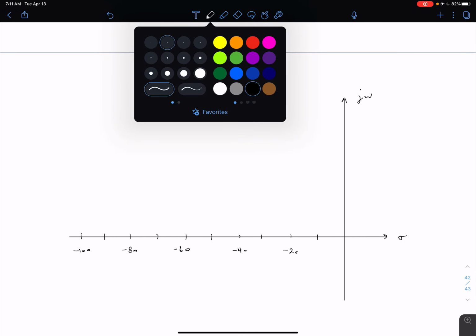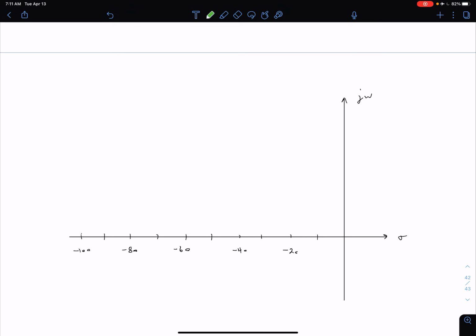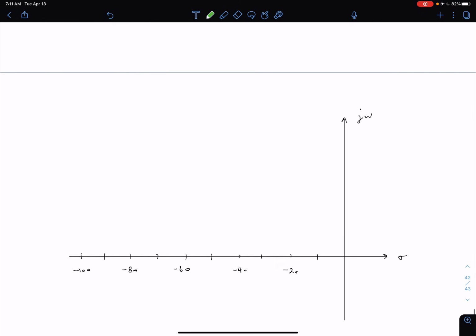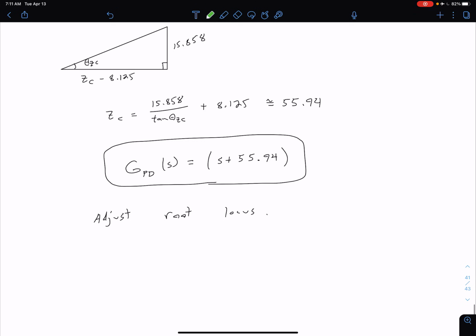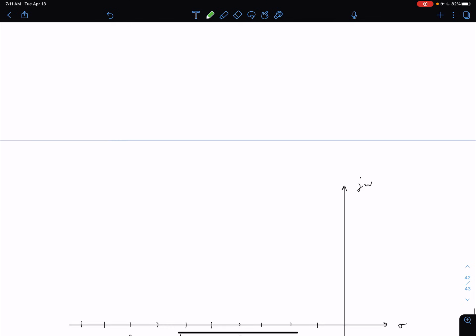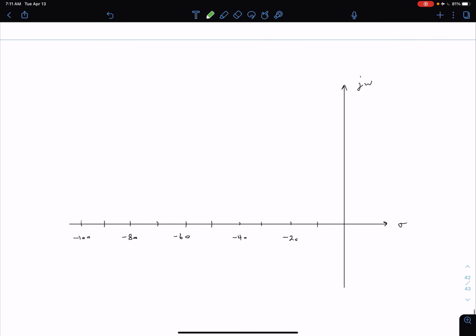Okay, so let's add some of our open loop information. Remember, we've updated our G. We've multiplied our original G equation by this G sub PID, our compensation. So we now have this extra zero at 55.94. Let's say this is roughly, there's 50, so about somewhere right here. And that's a zero, not a pole. So we have a zero at this location.